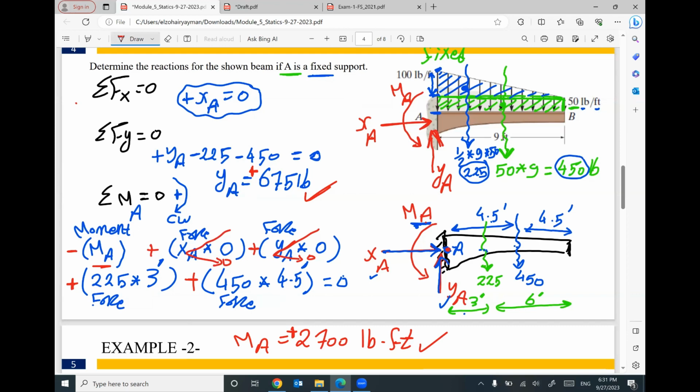This is a trick. Be careful. If you have a moment as a reaction, this moment does not need distance. Don't multiply this moment by a distance.